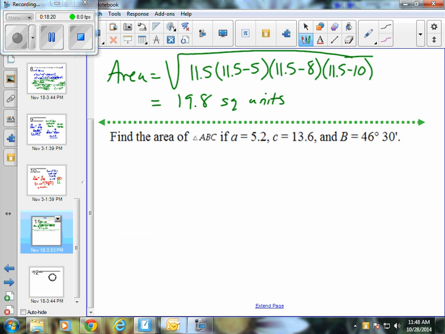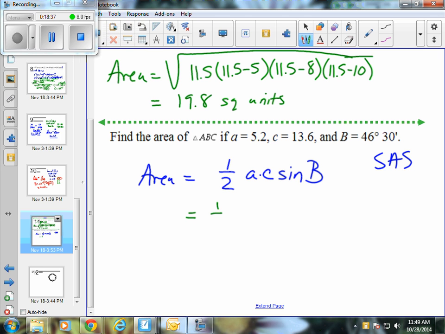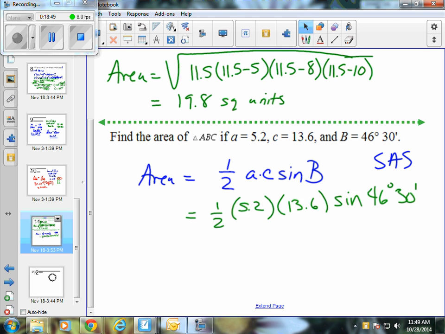If you have 2 sides and the included angle, so side angle side like you do in the next one, the area formula that I would use is 1/2 the 2 sides multiplied together times the sine of the included angle. So that's for the side angle side situations, which works great for this one. So it would be 1/2 times 5.2 times 13.6 times the sine of 46 degrees, 30 minutes. Make sure you remember under the angle menu, that's where you grab degrees and minutes. You can type it in as is. And I got 25.7. So double check and see, and that would be in square units if you're able to get that.